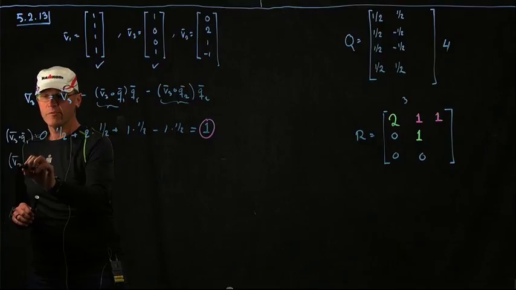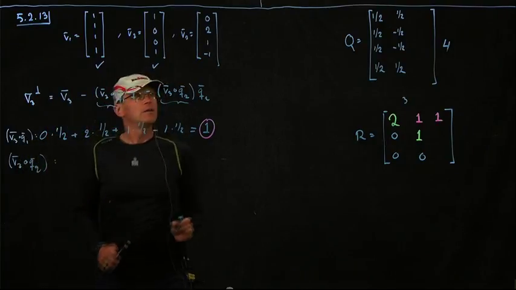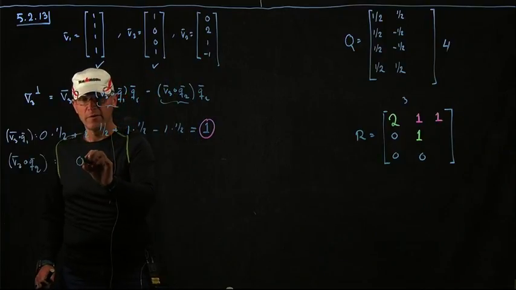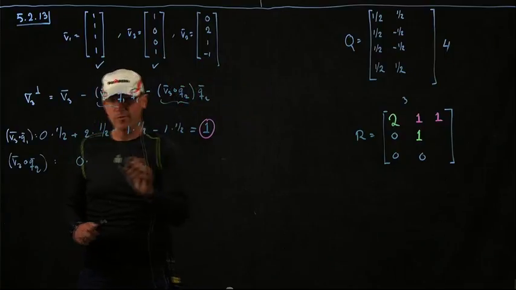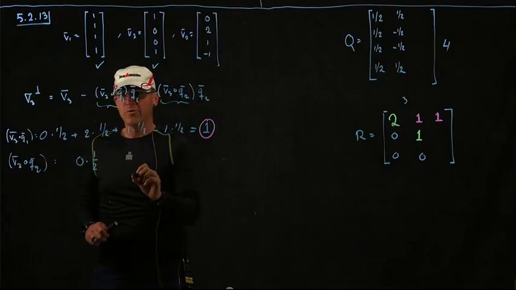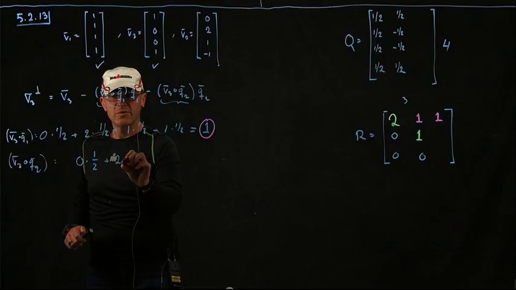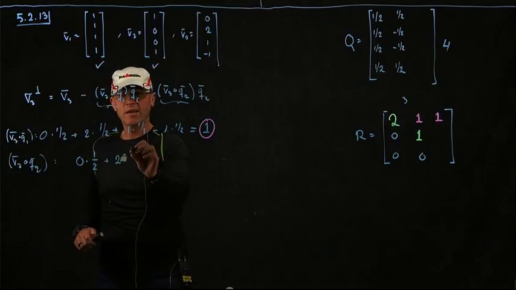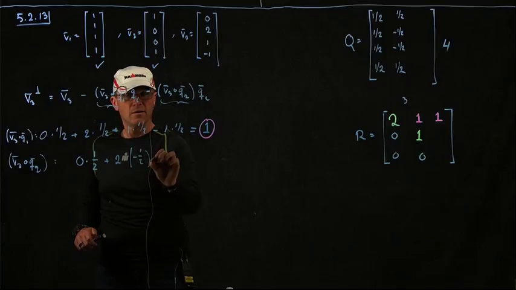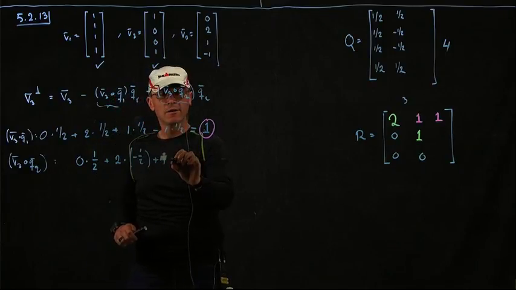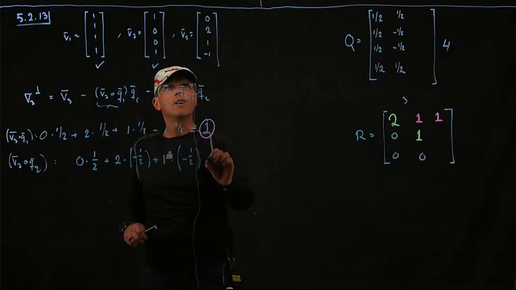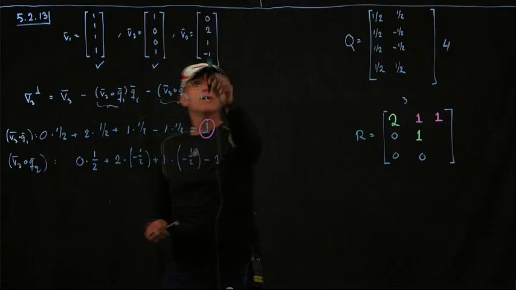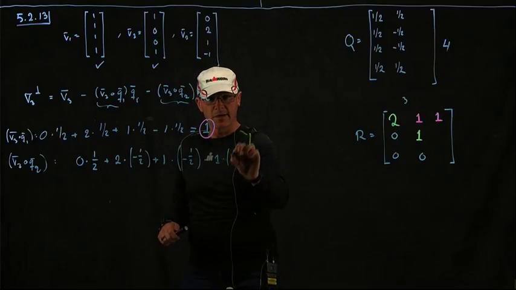So let's compute V3 dot Q2. So we have 0, right, from the vector. We multiply by 1/2 from Q2. 2 times, we now have a negative 1/2, plus 1 times negative 1/2, minus 1, right, from V3 times 1/2.